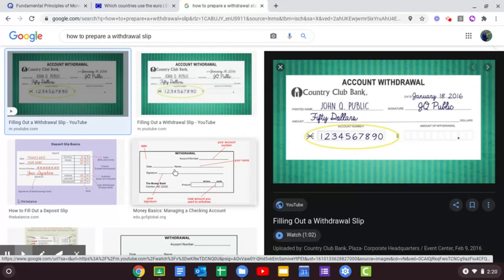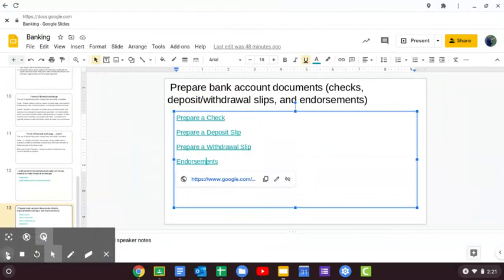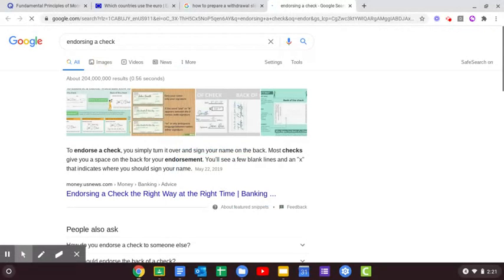So the withdrawal slip, let's look at this one. Again, date, name, signature, you have to sign it. What's your account number? And how much do you want to take out? And then the last one we have is with endorsements. So when we talk about endorsement, that's how we're going to endorse the check.